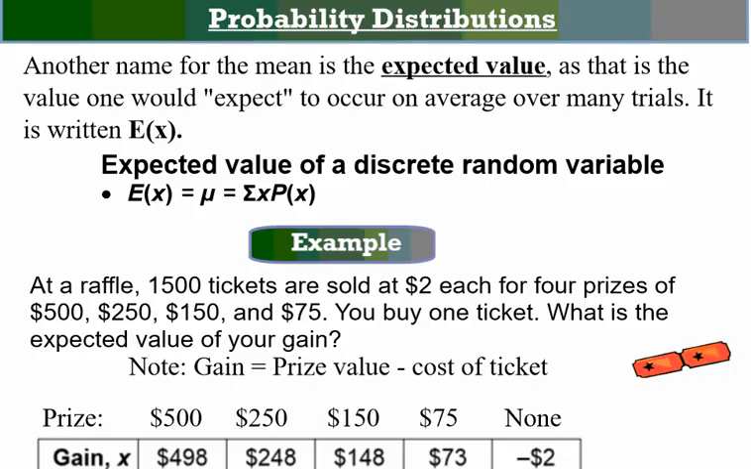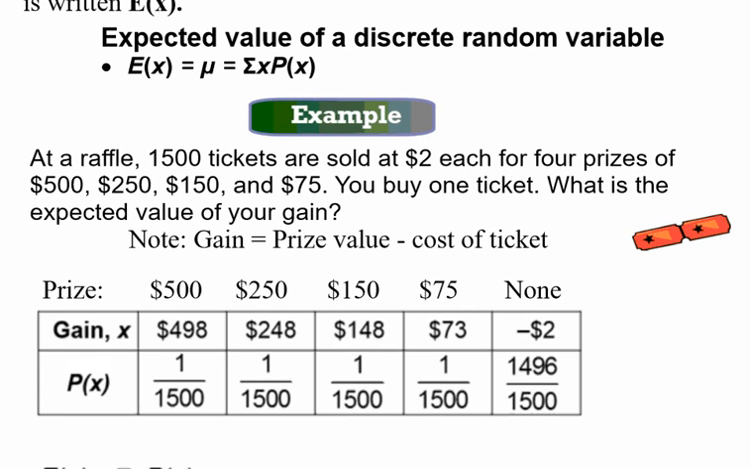Another name for the mean is the expected value, as that is the value one would expect to occur on average over many trials. It is written as E of x, so just to be aware, just another vocab word for it. It's a synonym for mean. The expected value is equal to the sum of the discrete random variables times their corresponding probabilities. So we'll do one example of that. It's used a lot in developing gambling games or things like that, or odds of raffles.